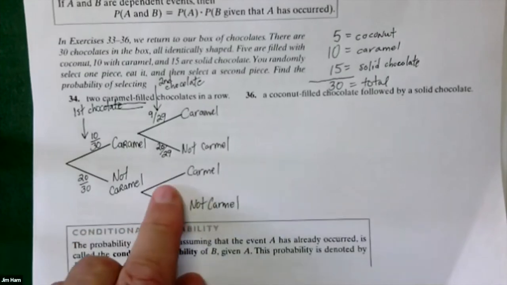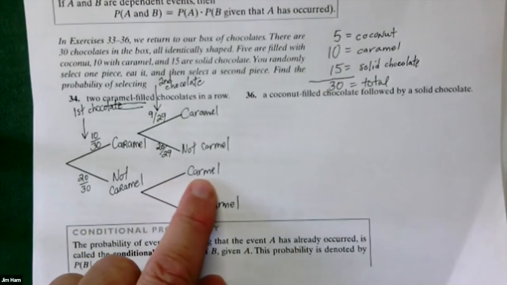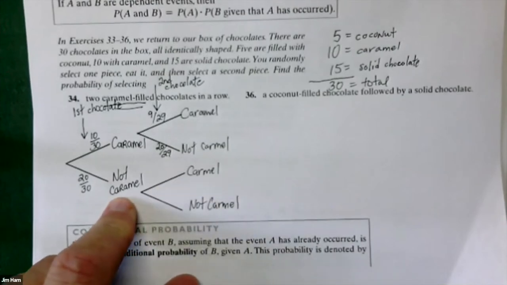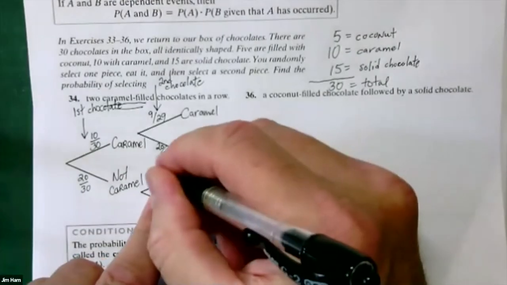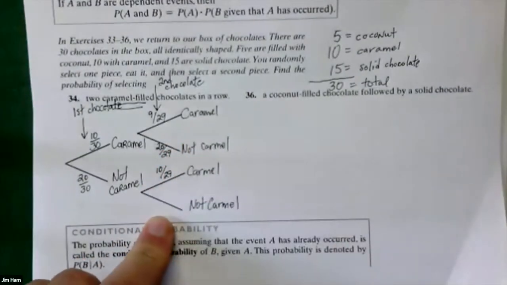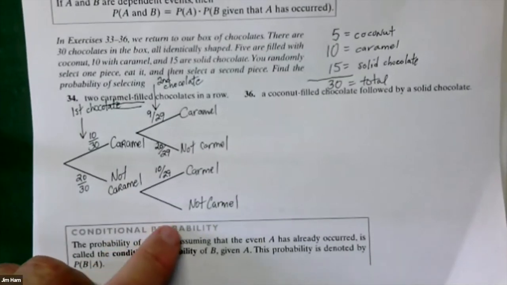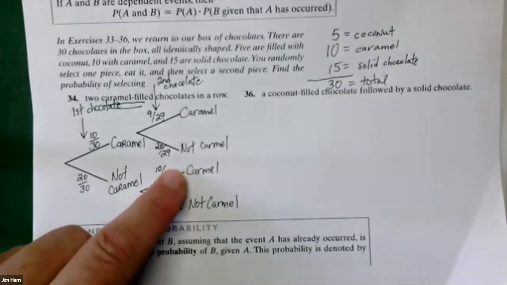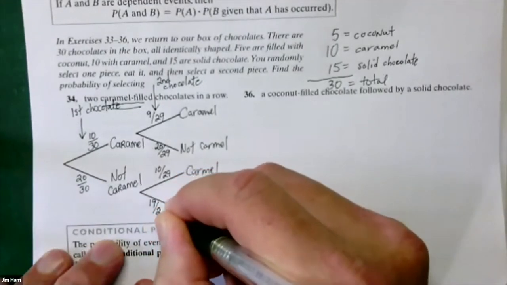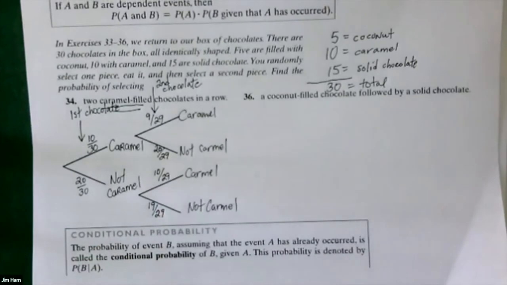Okay, what's the probability of getting a caramel on the second draw, if the first candy that we had was a non-caramel chocolate? What probability goes here? Okay, good. There's still 10 caramels left, but only 29 to select from. And what goes down here? You can use the idea that the sum of these two probabilities has to add up to 1. Yeah, there are no longer 20 non-caramels. There are only 19 because we ate one on the first round. Okay, so there it is.